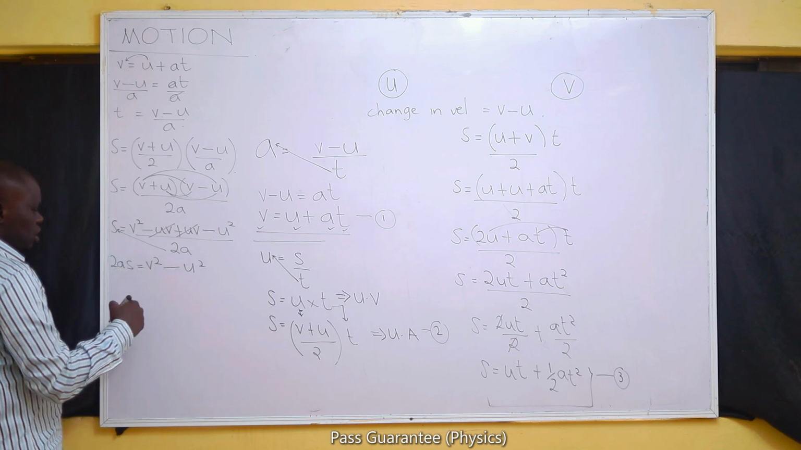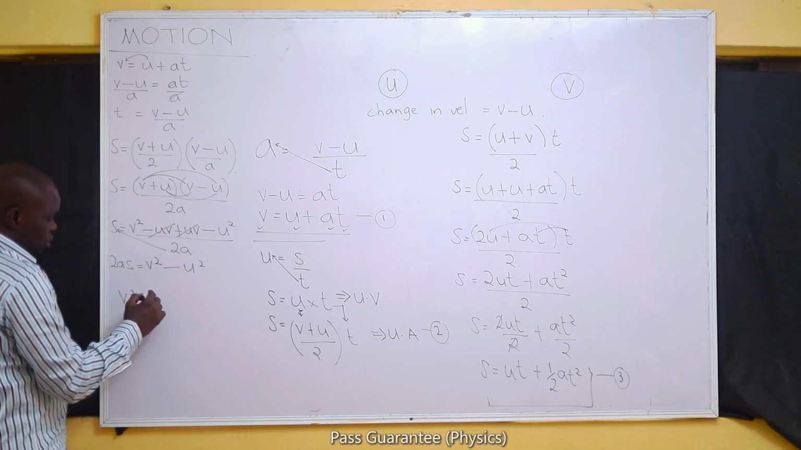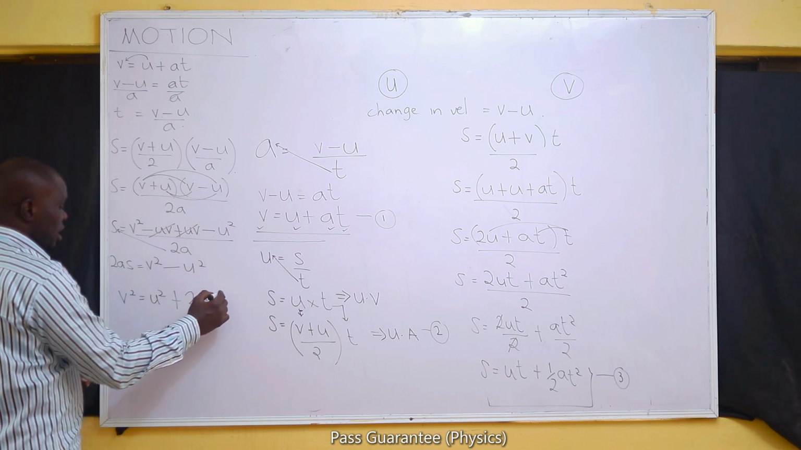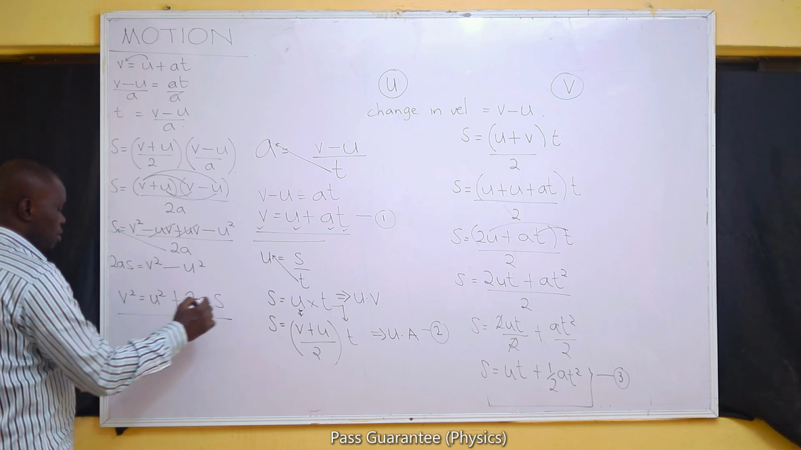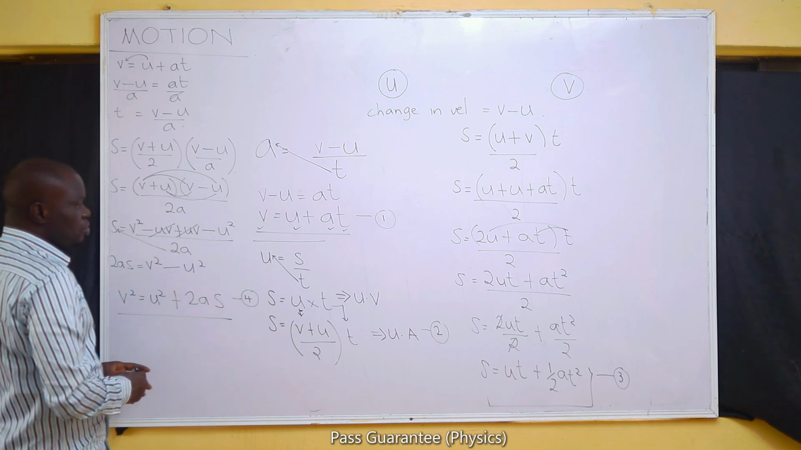So I can bring u squared to the other side such that I will have v squared is equal to u squared plus 2as, which will give me another equation of motion. I'll call this one equation 4. So we have the first equation, v is equal to u plus at.